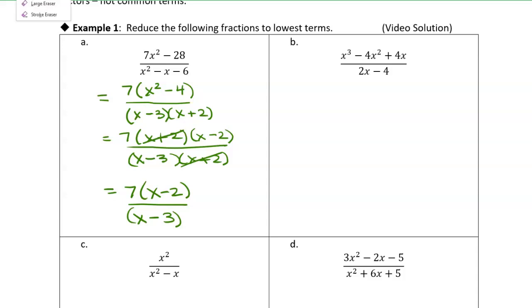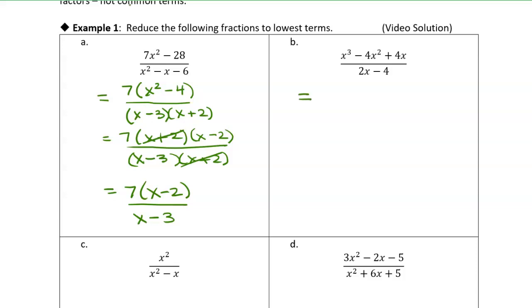And I guess I drew parentheses. I don't need the parentheses there, so I'm going to take them out because that's probably more typical of what you would see. All right, so let's do the same thing for this.